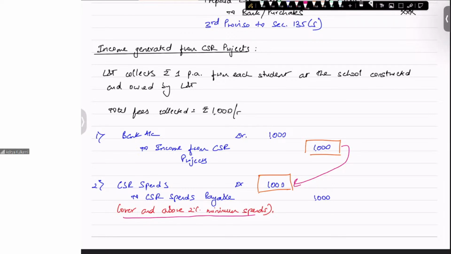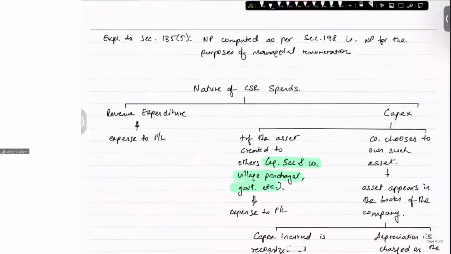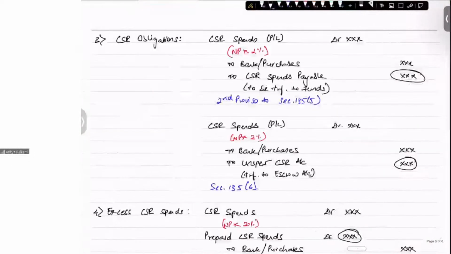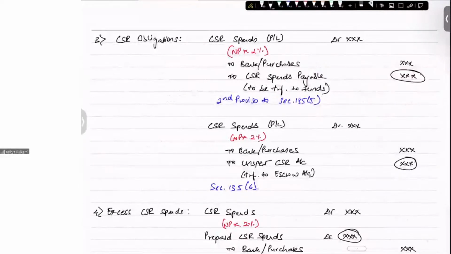You cannot profit. So if at all you get interest, suppose you get an interest, the entry will be bank account debit, credit interest on escrow account, and for the same amount you will immediately create a spends payable liability. This will be over and above the 2% minimum spends that exist. This is the treatment for any income that you are generating.